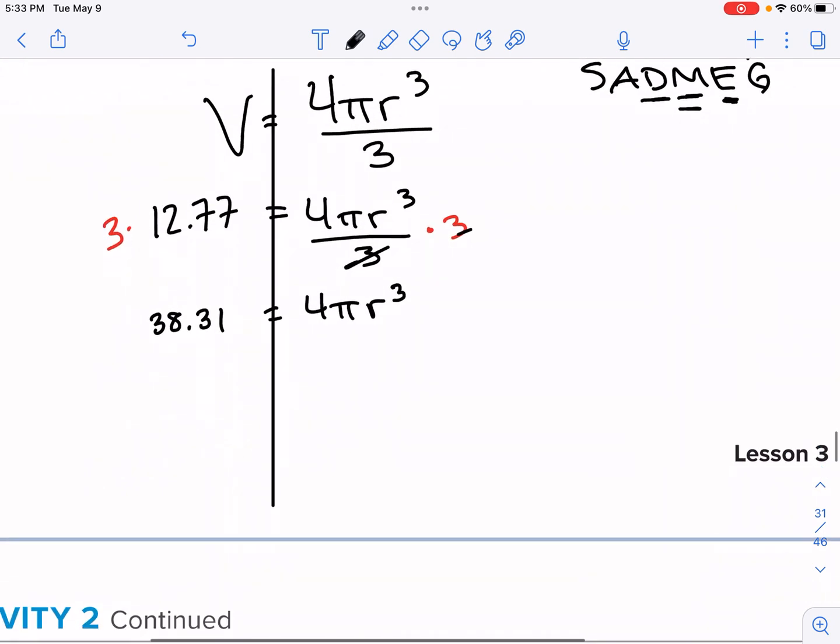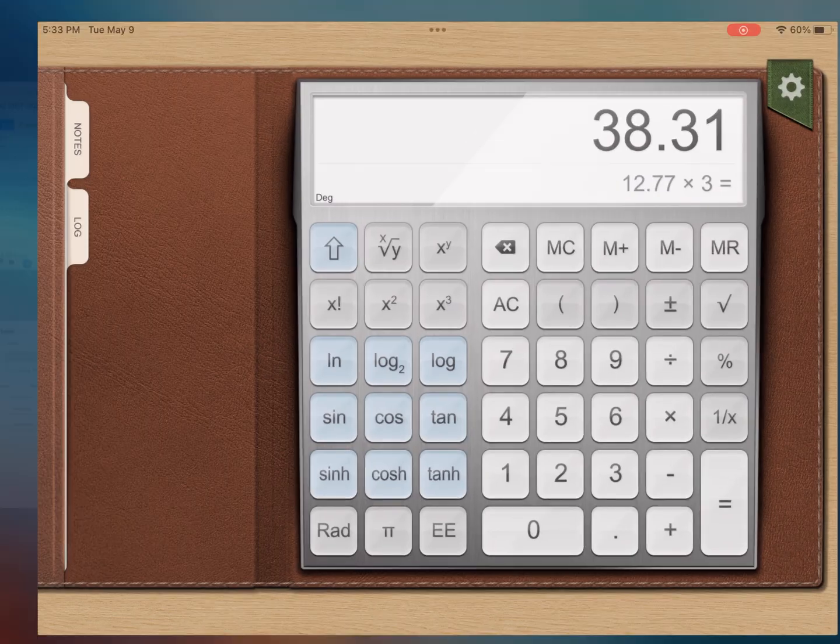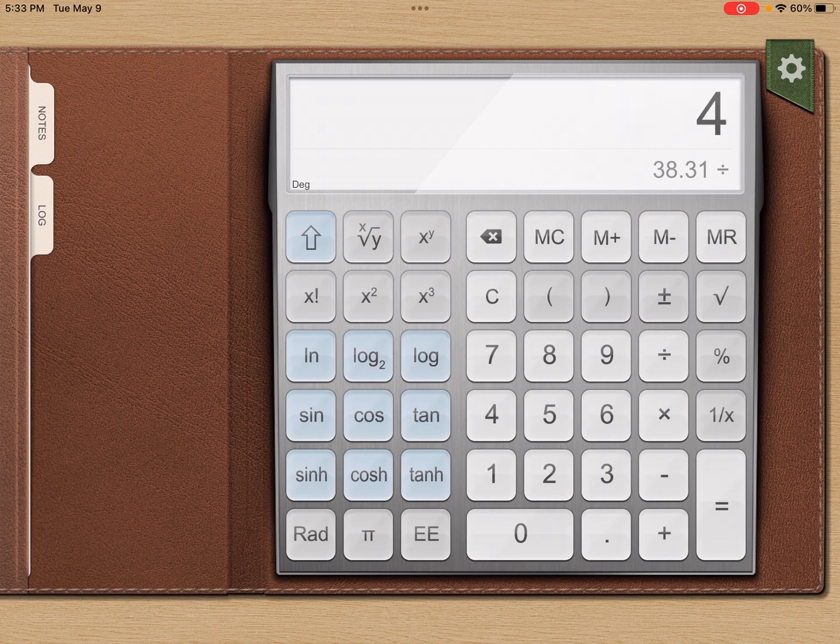I'm going to do this one at a time. I don't typically do this combined, but I'm just going to divide by 4. Let's divide our previous result by 4. So divide by 4, enter. We're going to round to the nearest hundredths place, so this will go 9.5. The 7 in the thousandths place will make the 7 in the hundredths place go up, so 9.58.